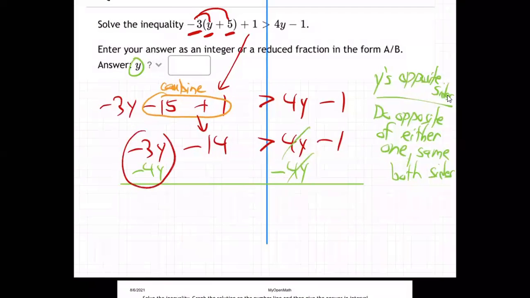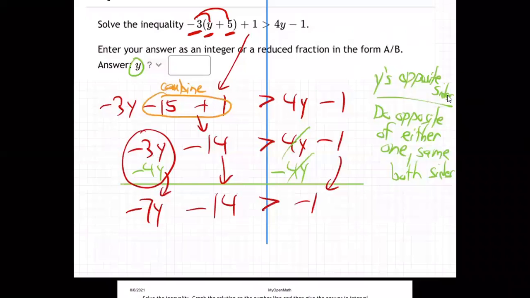Okay, what becomes of it? What do these guys make? These guys make minus 7y, because think about money. If you lose $3, you lose $4, you lost $7, right? Bring that down, bring that down, bring the negative 1 down. We good there?